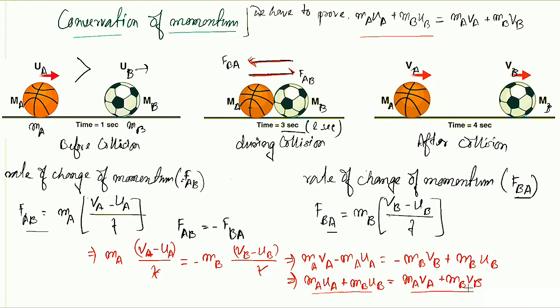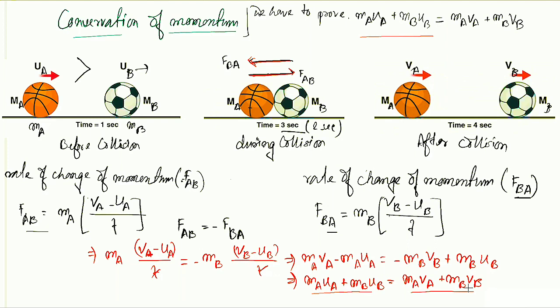You may ask me, sir, what is the meaning of conservation? Conservation is nothing but, for a system of particles, if something remains constant throughout the process, even though there are some changes, and all the observations and calculations remain constant, then it is known as the conservation of something.